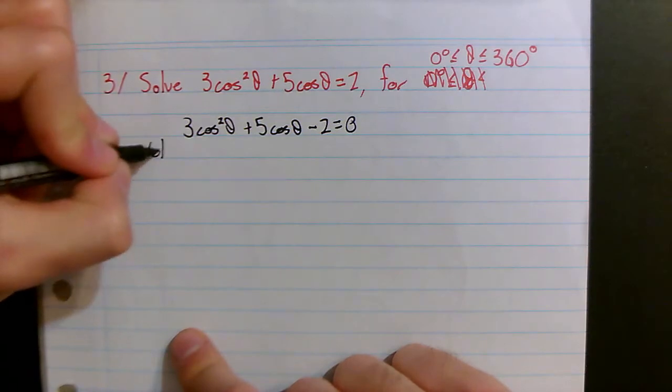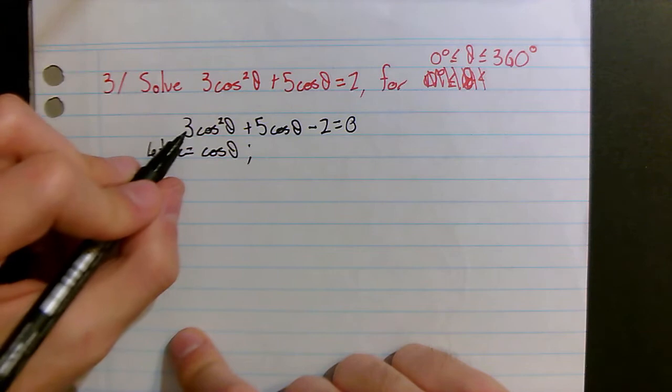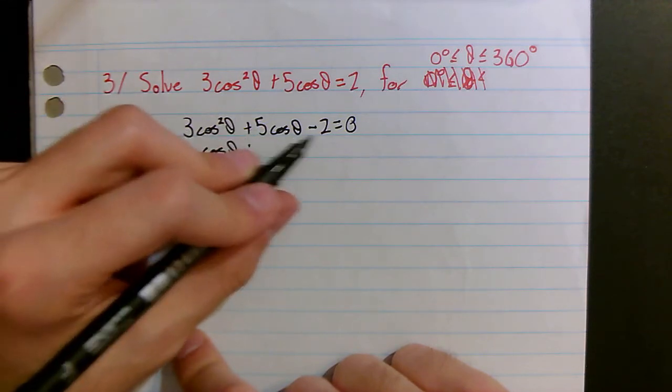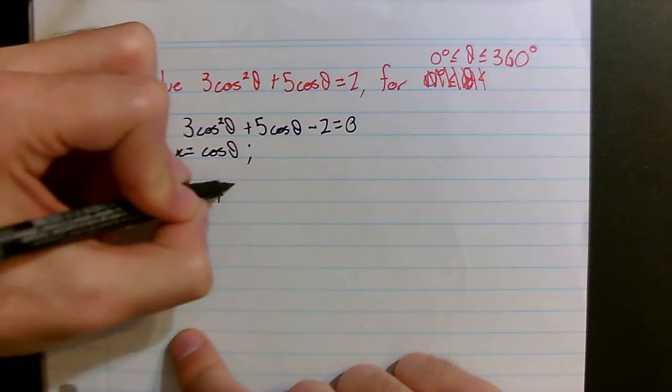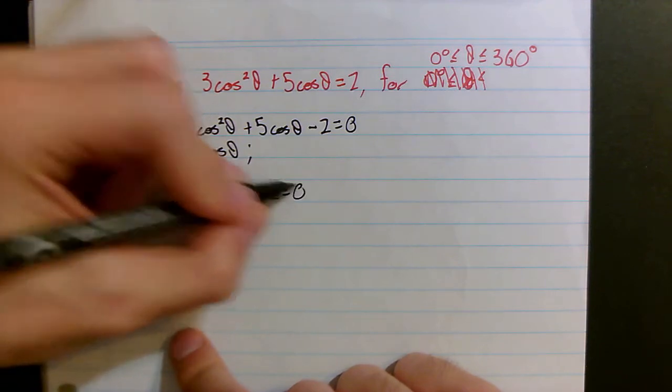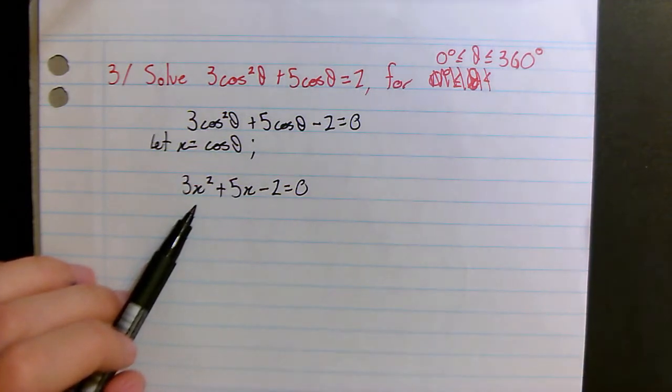And now if we let x be cos theta, what you can hopefully notice is that it's going to be 3x squared plus 5x minus 2. So that's exactly what I'm going to write. 3x squared plus 5x minus 2 is equal to 0. And how do I normally solve an equation like this? And it's usually coming through factorizing.